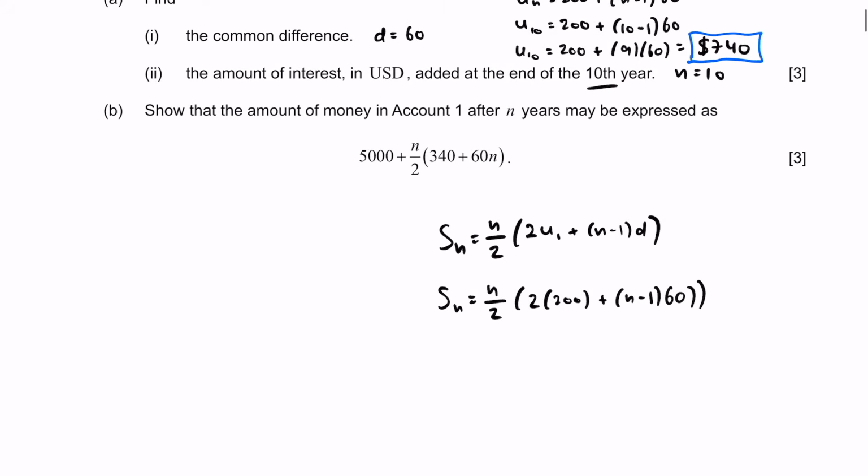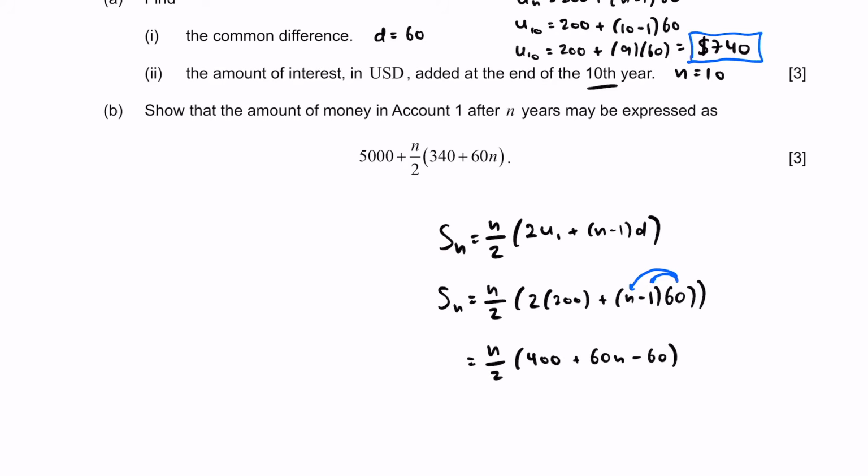Okay, so now we can clean this up a little. So we'll have n over 2, 2 times 200, just working with this here, is going to give us 400 plus, and now we're going to need to use, I'm not sure what you may call this, but the rainbow method or distribution, where we multiply the number on the outside by all the terms on the inside. So 60 times n is going to give us 60n. And 60 times negative 1 is just going to give us negative 60.